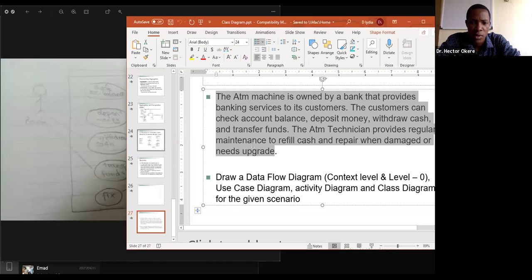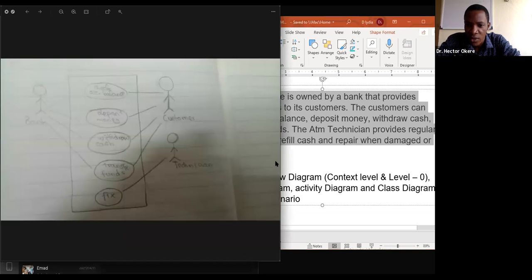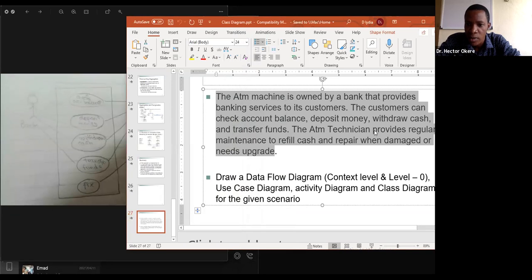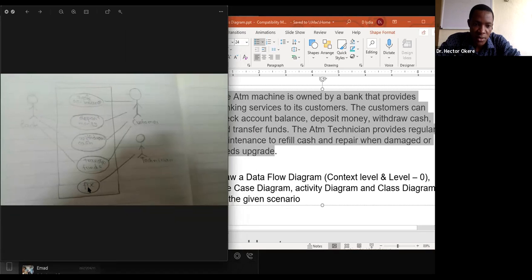So Raphael, however, this particular use case is incomplete because there are other functions that are missing. Here they say the ATM technician can refill cash, do maintenance, and repair when damaged. But here he only says fix, okay? He missed one, all right?